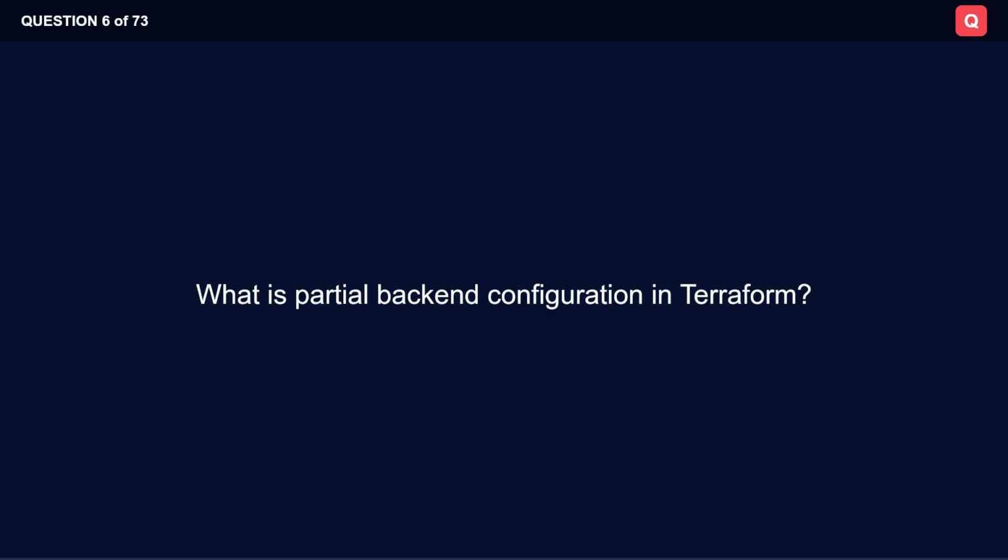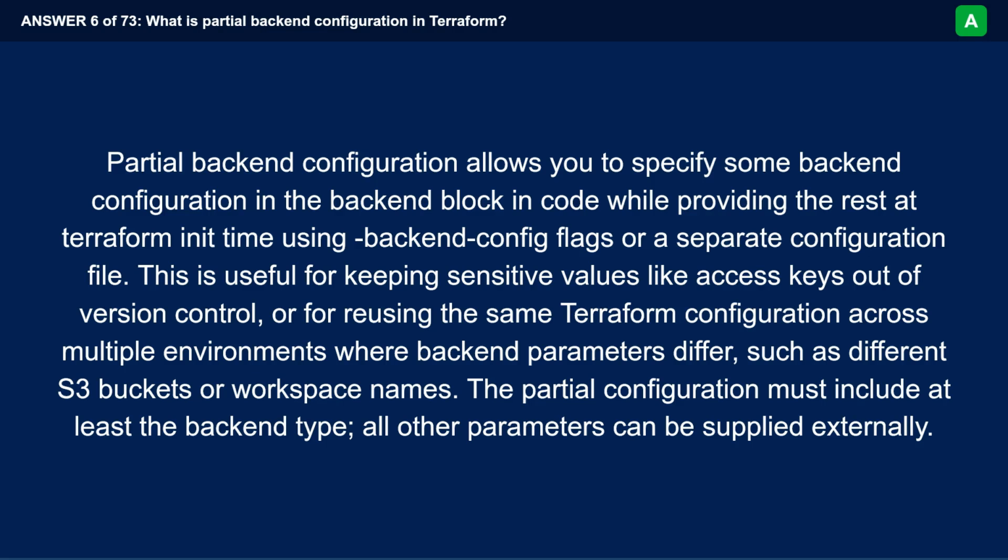What is partial backend configuration in Terraform? Partial backend configuration allows you to specify some backend configuration in the backend block in code while providing the rest at terraform init time using backend-config flags or a separate configuration file.